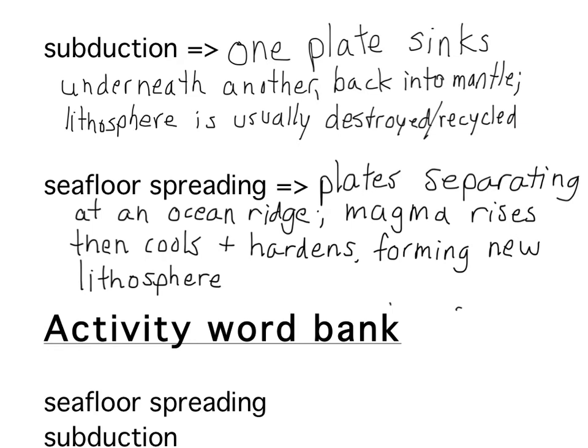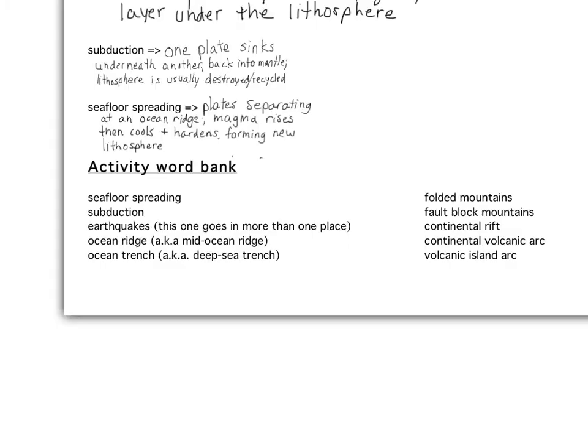Okay, but so for this, we've got the seafloor spreading is the plates separating at what's called an ocean ridge. That would be that like long, long, miles long crack in the ocean floor. And as it's pulling apart, as you guys figured out, the magma will rise in and cool and harden to form new lithosphere. So seafloor spreading and subduction kind of go together in that they are opposites of each other. The material is melted back down and recycled through subduction, but the melted material is hardened into new lithospheric plates, the seafloor spreading. We'll be using this word bank to label in some stuff on the last column of page 2, but we'll be doing that later.